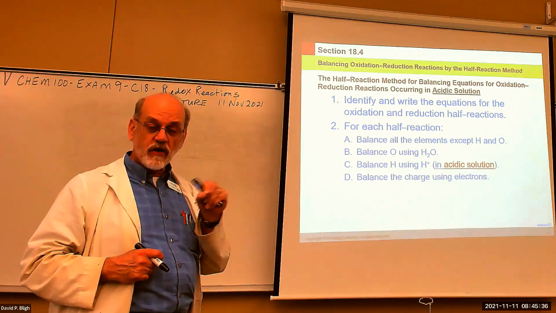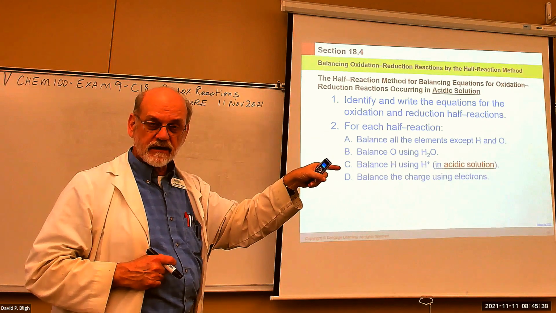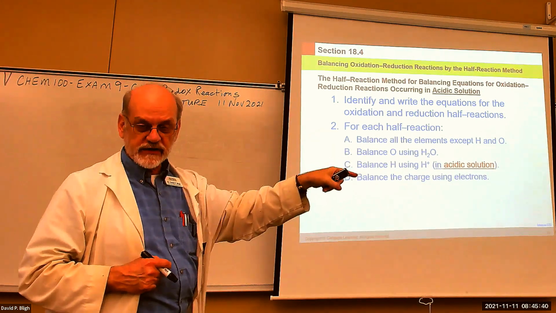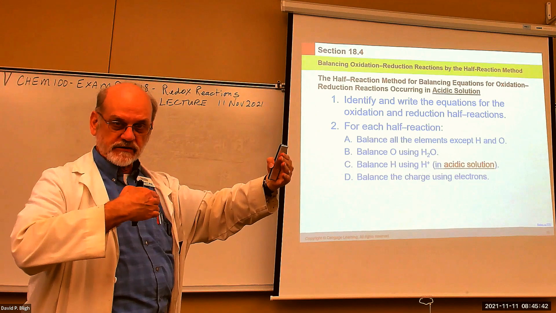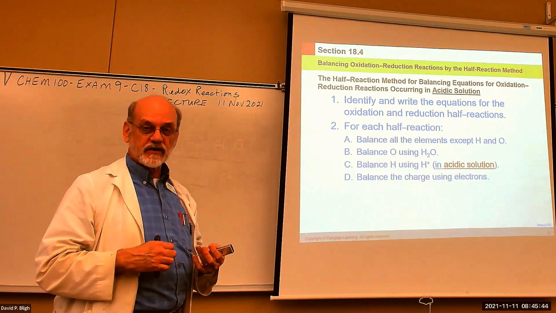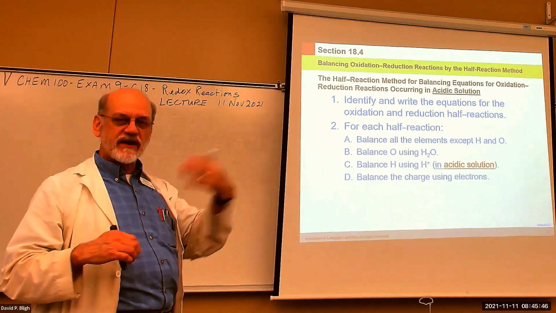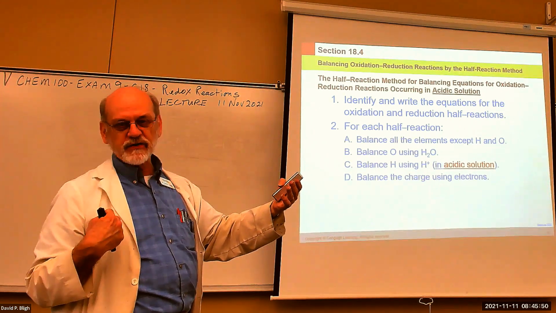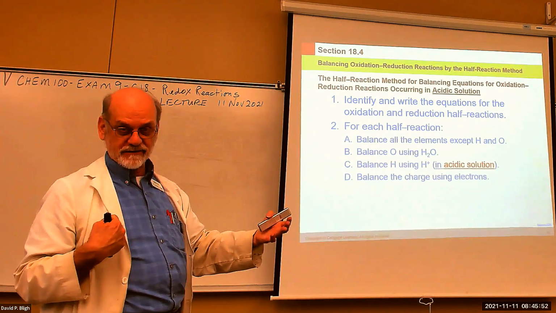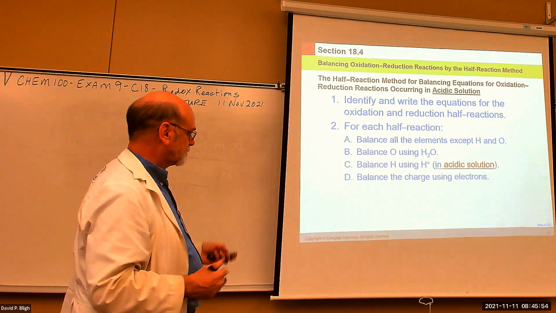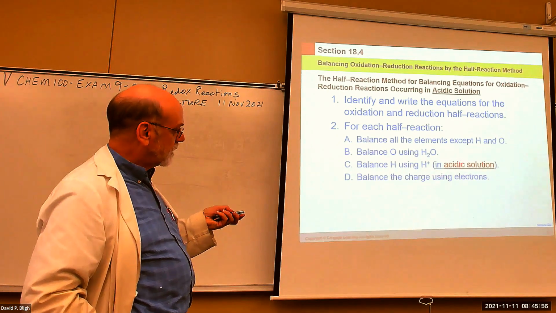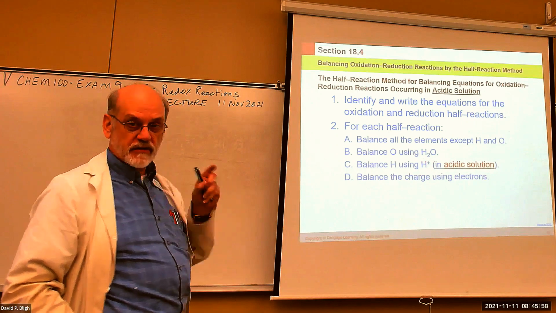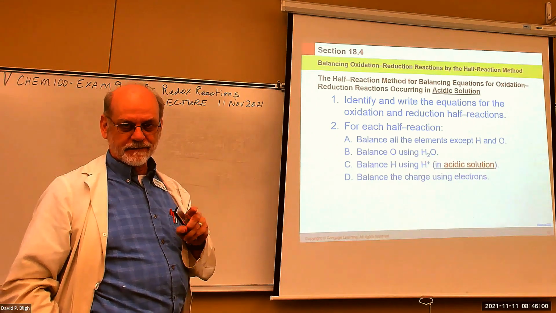So if there's oxygen on one side, but it's not on the other, you put water molecules on the other side to balance the oxygens. And then you balance the hydrogens because you added water with hydrogen in it. Now you got to put hydrogens on the other side to balance the hydrogens. And you do that in acidic solution with protons, H+ ions.